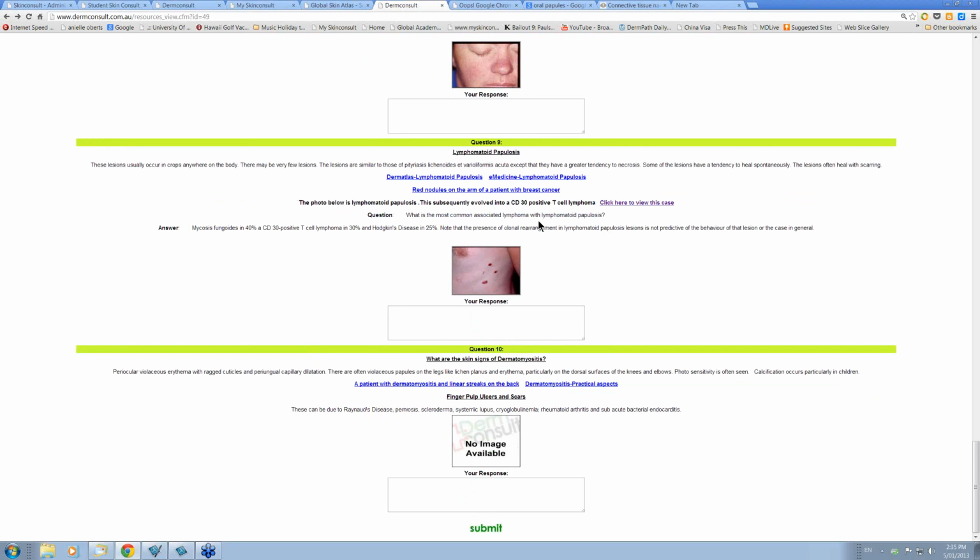What's the most common associated lymphoma with lymphomatoid papulosis? Here we go. Mycosis fungoides in 40%, CD30 positive T-cell lymphoma in 30%, Hodgkin's in 25%. The presence of clonal rearrangement in lymphomatoid papulosis lesions is not predictive of the behavior of that lesion or the case in general.